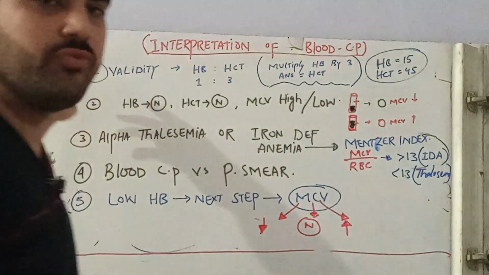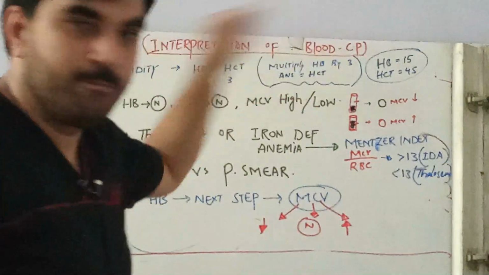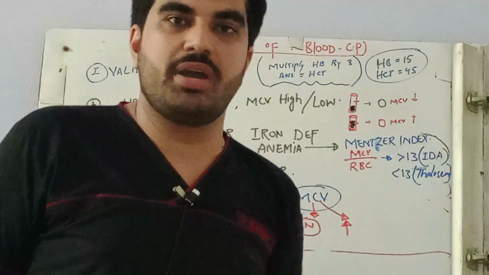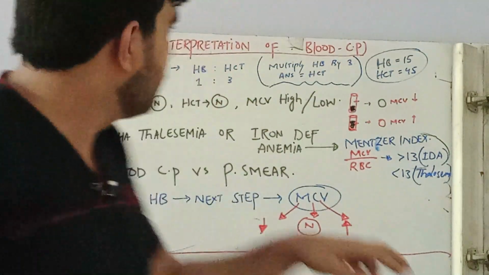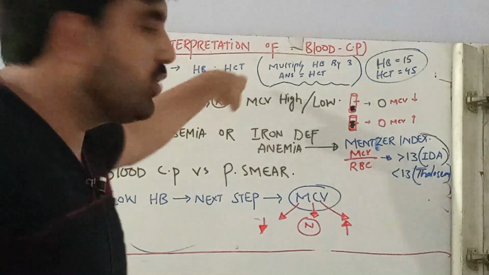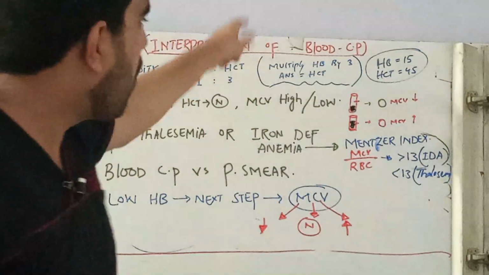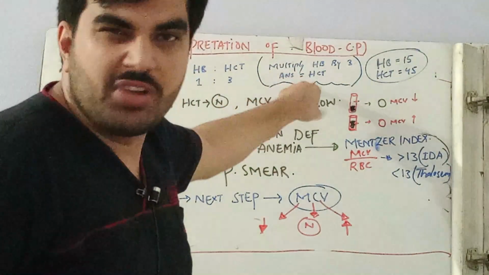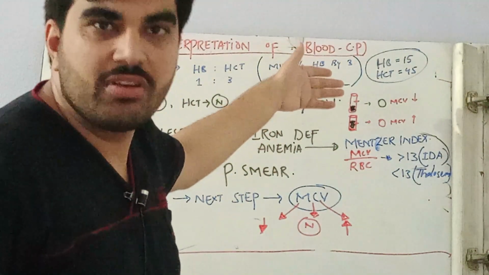So how do you check the validity of the blood CP, that this blood CP is done correctly by machine? You take the ratio of the hemoglobin to hematocrit. If that is 1 to 3, this is right. How? Multiply the hemoglobin by 3. If the answer becomes equal to hematocrit, it's right.